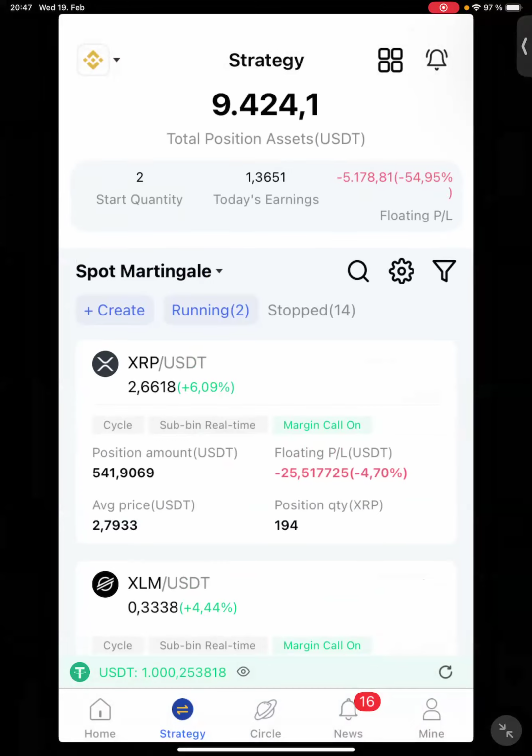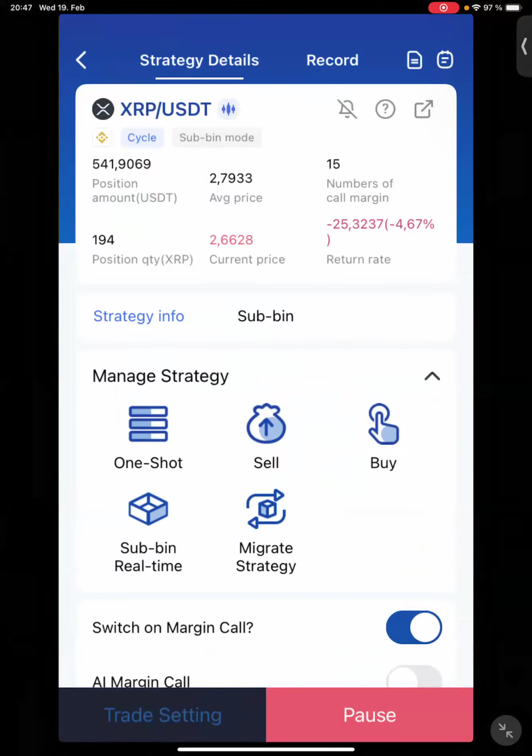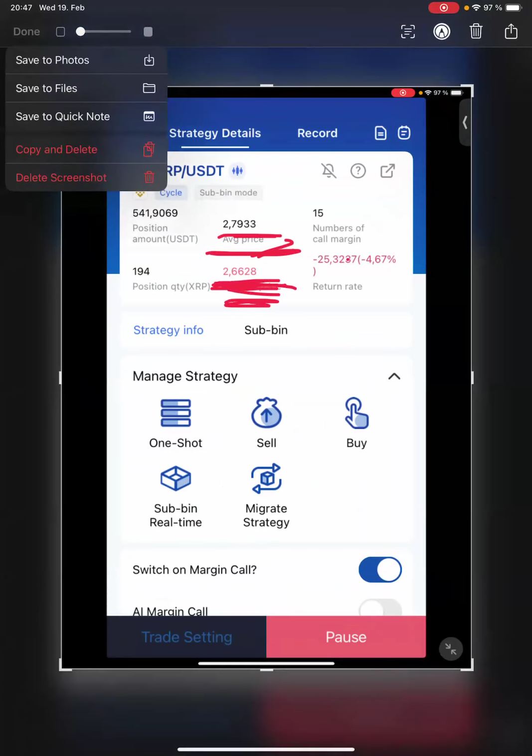Then it can sell faster. Because for a sell to happen, the current price must be more than the average price before there can be a sell. Now it's 2.6. This is 2.7. If it's 2.8, 2.9, there will be a sell. Do you guys get it?